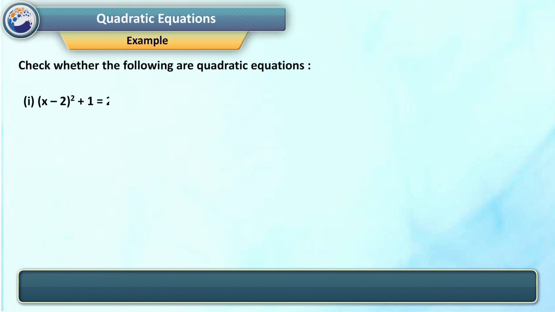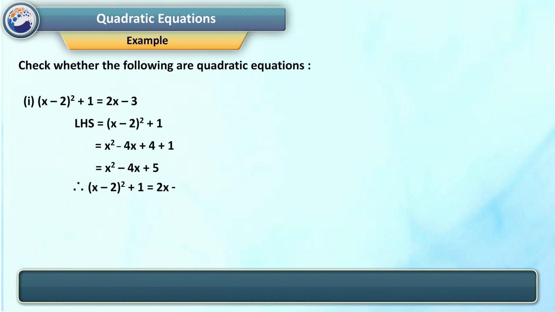1. (x - 2)² + 1 = 2x - 3. In the LHS, (x - 2)² + 1 = x² - 4x + 4 + 1, that is equal to x² - 4x + 5. Therefore, (x - 2)² + 1 = 2x - 3 is the same as x² - 4x + 5 = 2x - 3.